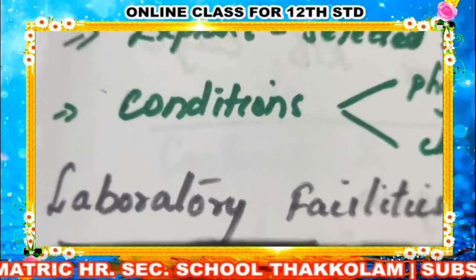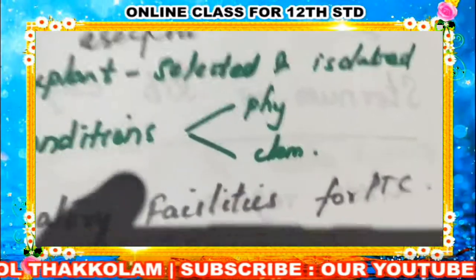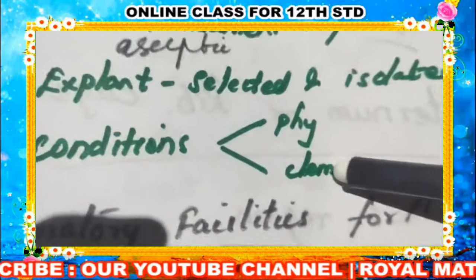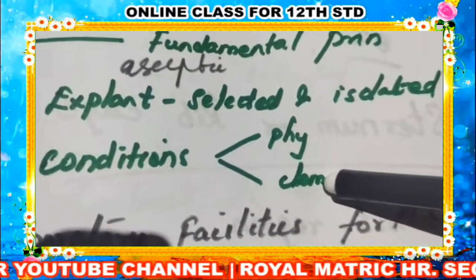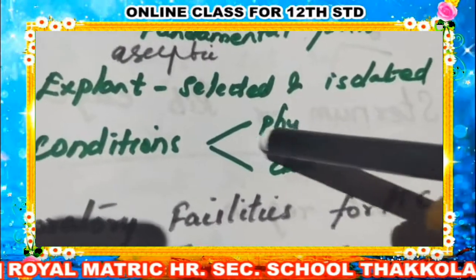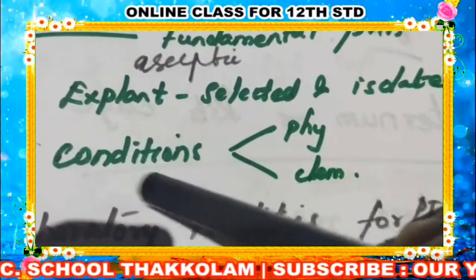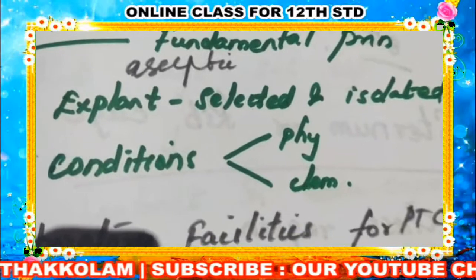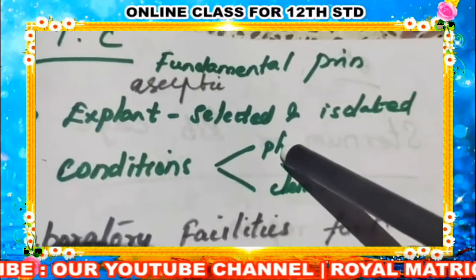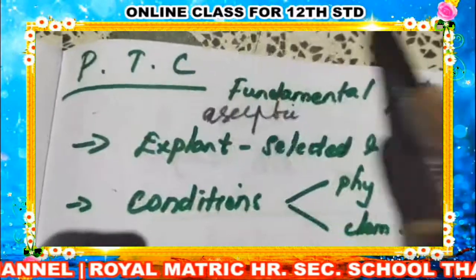Physical is the environment. Chemical is the nutrient medium in which it is growing. This is the nutrient medium and this is the surrounding environment. Both conditions should be regularly maintained: the physical, outside environment and the nutrient medium. Okay, that's all about plant tissue culture.